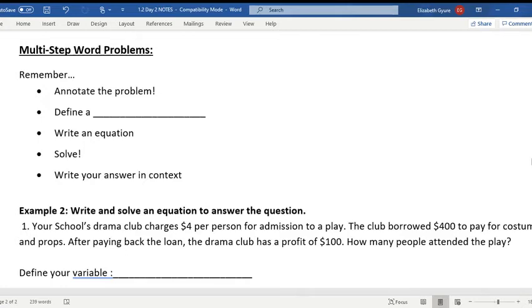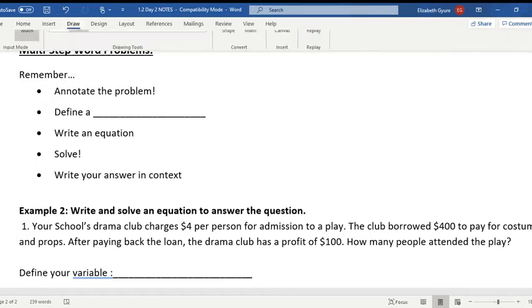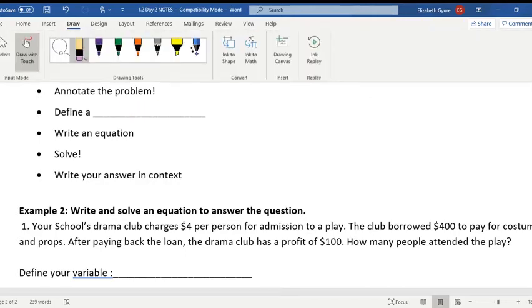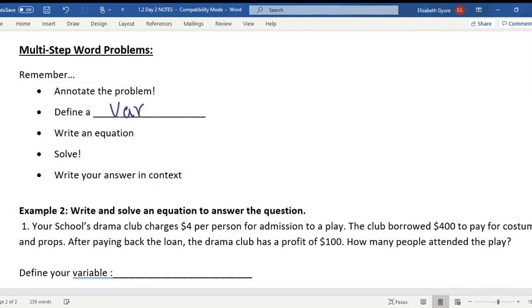Multi-step word problems, a little bit of review of what we need to do. We like to annotate our problems, right? Which means we circle our numbers, box our math action words, underline our question. We need to make sure we always define a variable. We need to write an equation. We gotta solve it, and we gotta write our answer in context. That means with proper units or in a sentence, depending on what we are asked.